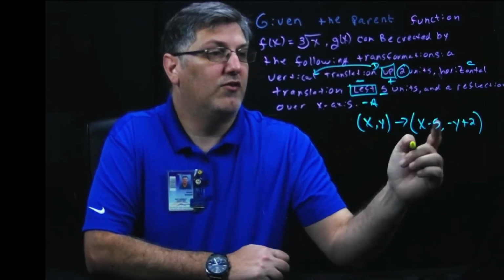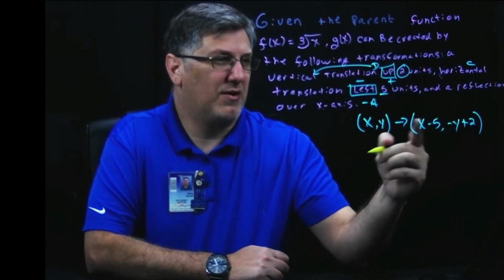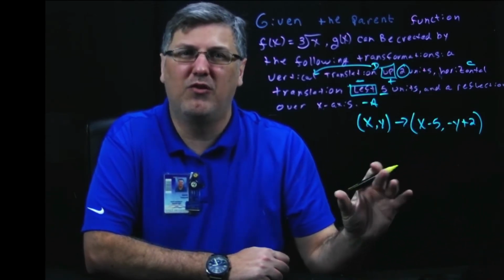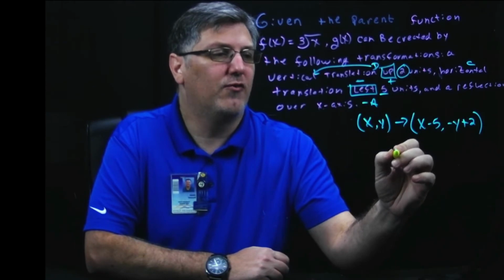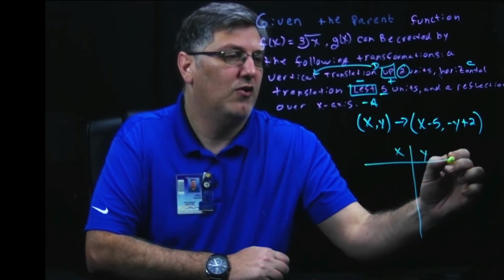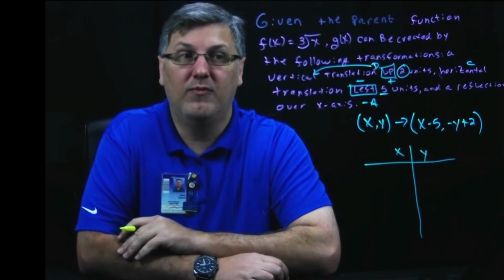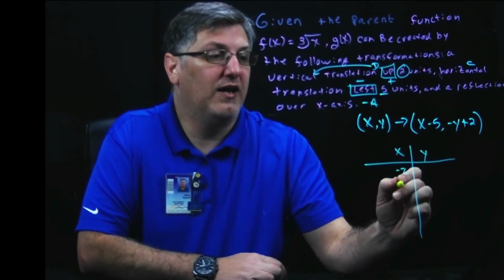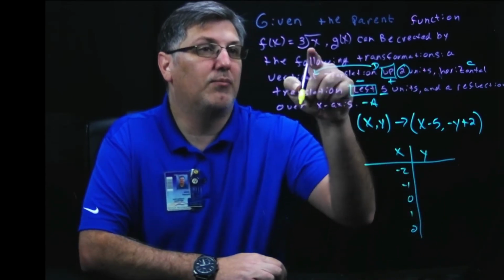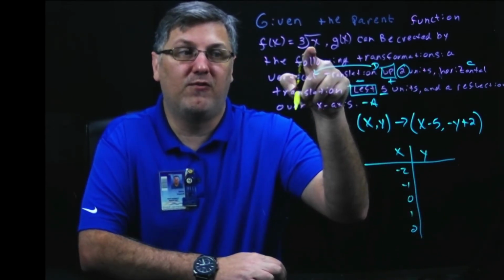So I'm going to use this mapping here, but I'm not going to do it this way because in geometry we had long lists. I want to put it in a table to make it a little more user friendly. So the first thing I'm going to do is x, y, and some values for my parent function. The ones I'm going to pick are negative 2, negative 1, 0, 1, and 2. And the way I get my y values, I plug them into the original function, the parent function.